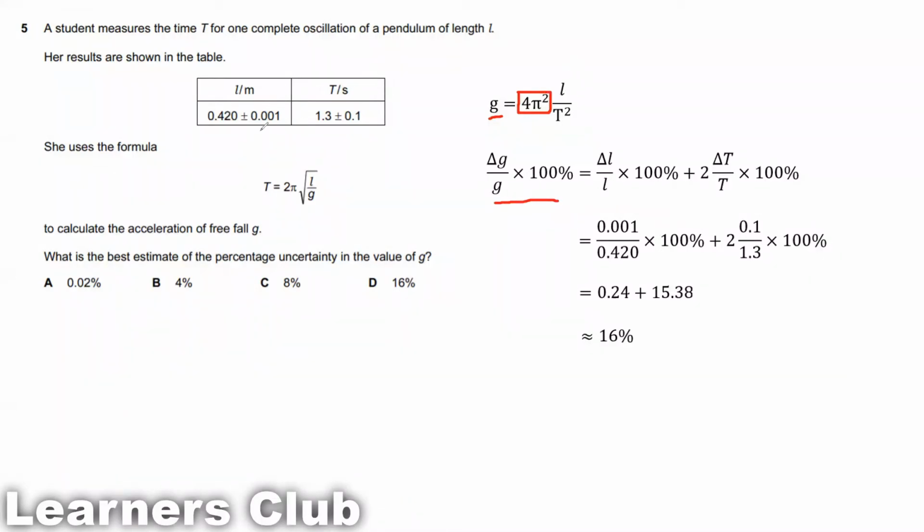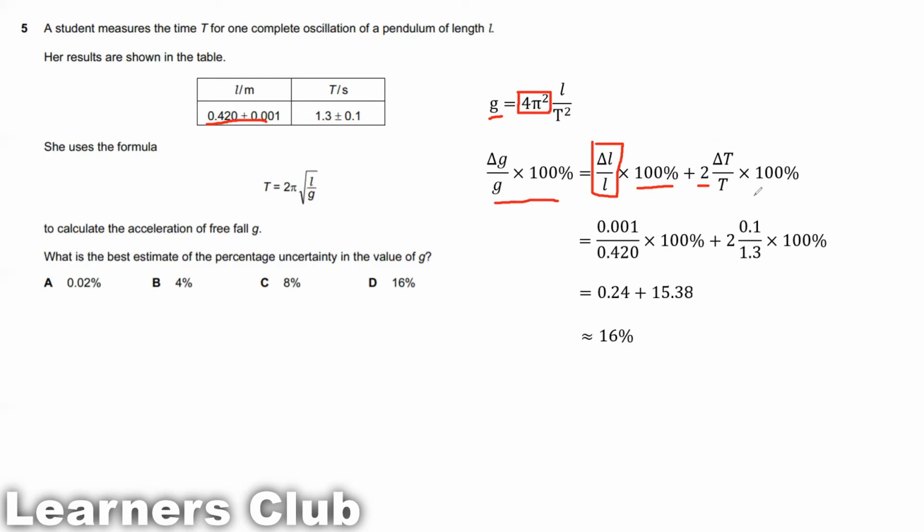For L, you have uncertainty. So fractional uncertainty is dou L over L. To get the percentage uncertainty, I'm multiplying by 100%. Plus there is a square. That means there is a power for t. So that power should be multiplied. So I'm getting 2 into dou t over t. That's the fractional uncertainty of time period. Into 100 will give me the percentage uncertainty.